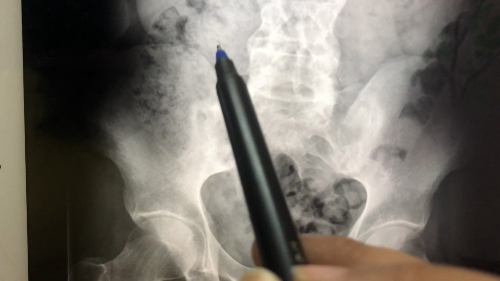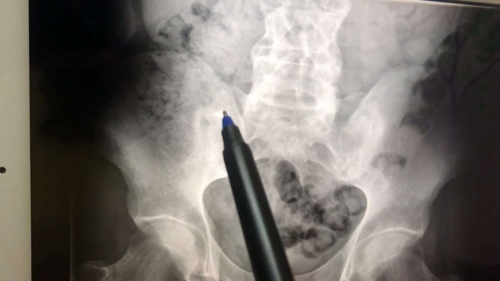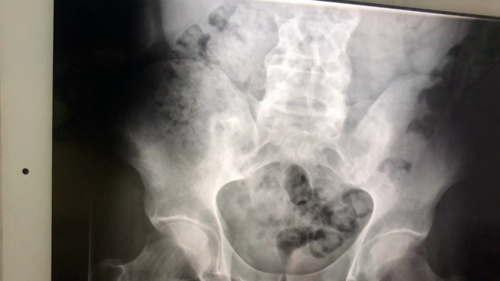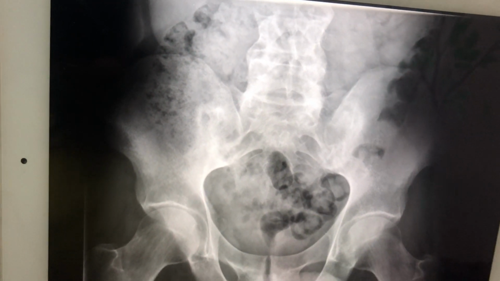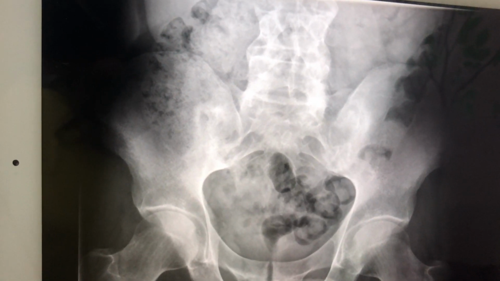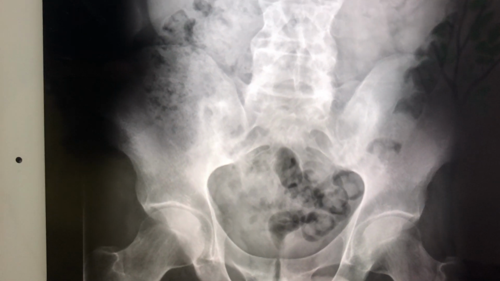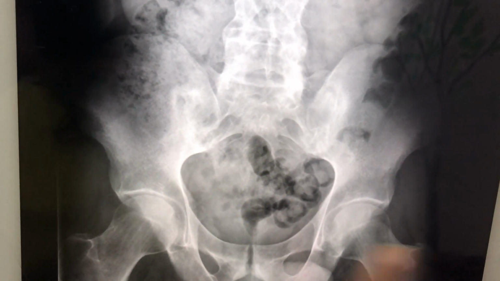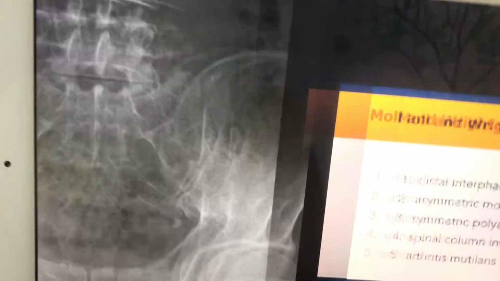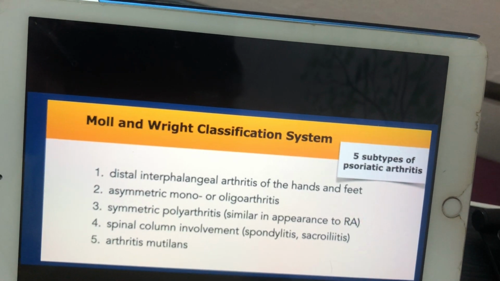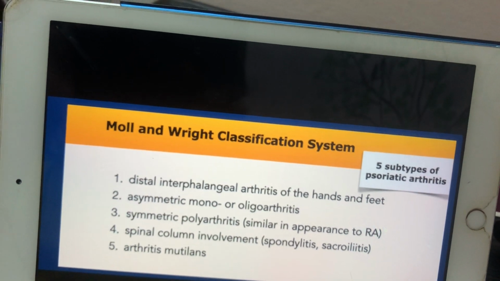This is a case of complete bony fusion of the SI joints. You cannot see the joint spaces at all, and there is complete sclerosis. Apart from that, before this sclerosis forms, you can see some subchondral erosions and subchondral cysts, especially along the iliac surface and along the lower third of the bilateral SI joints. So that was about ankylosing spondylitis. Next we move on to psoriatic arthritis.